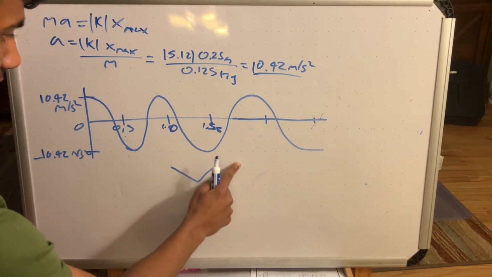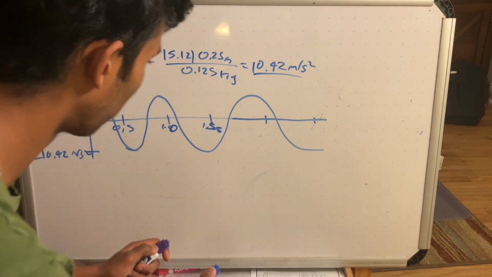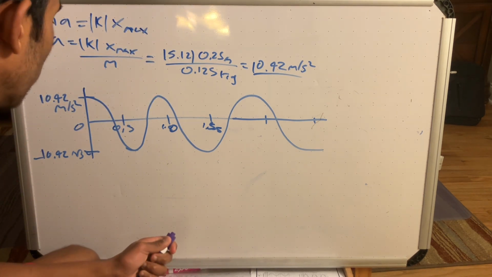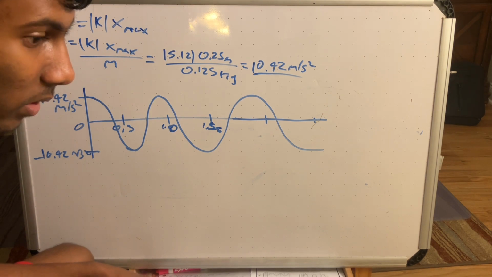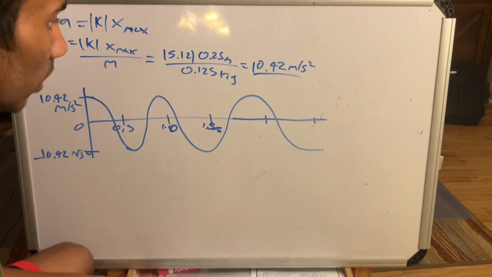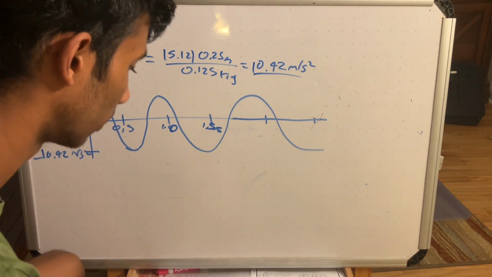because the force increases as it reaches its maximum amplitude, and the acceleration would slow down because the force being applied on it would reach its greatest, and it wouldn't accelerate as fast.